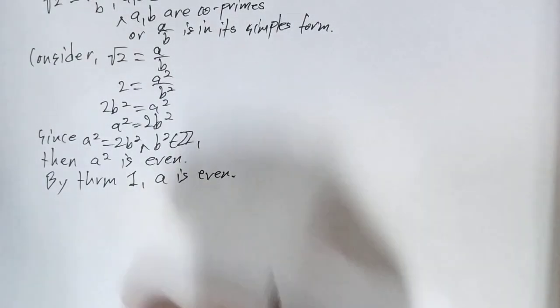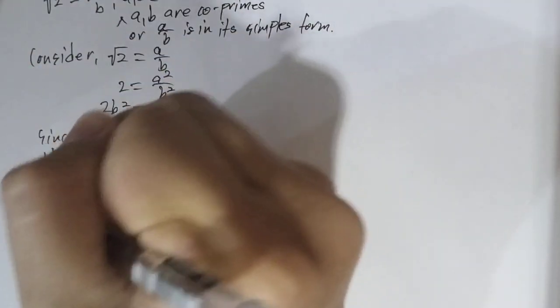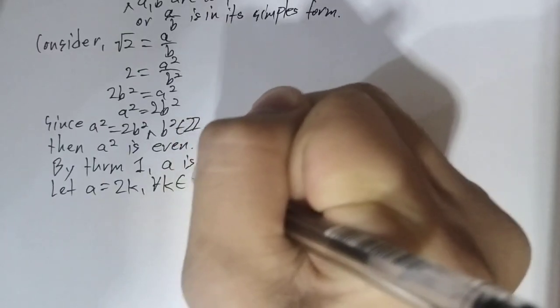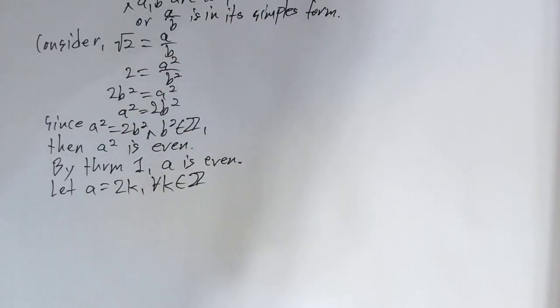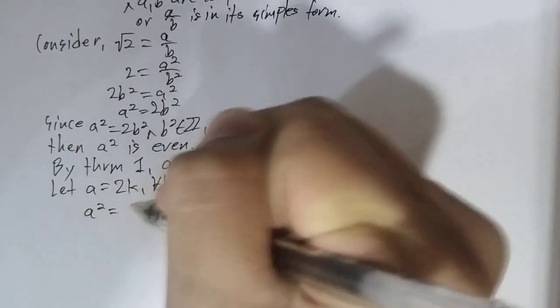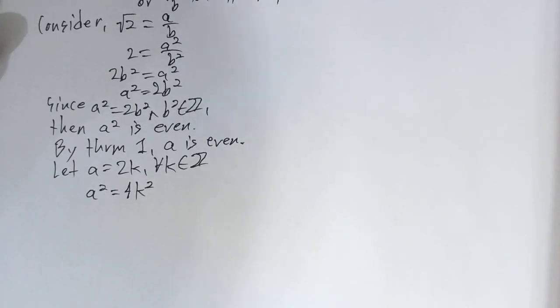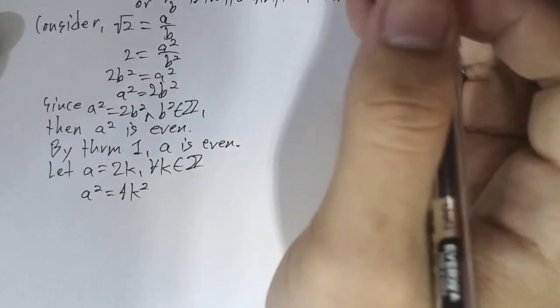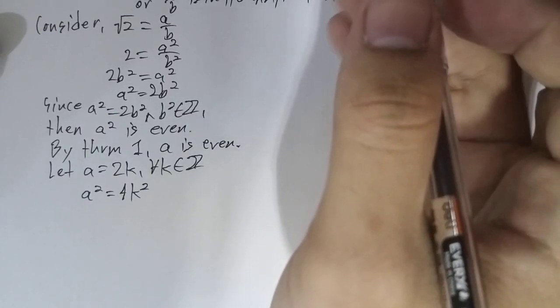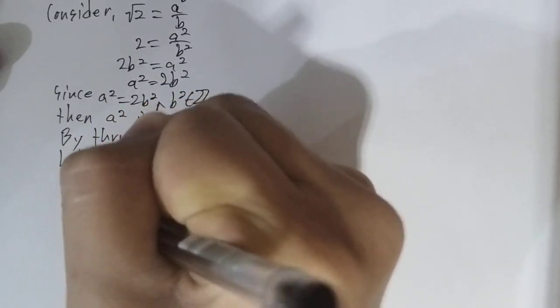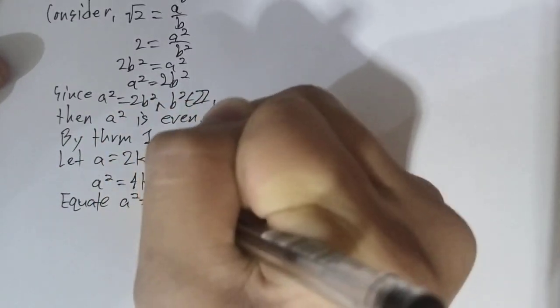Now, since a is even, we can let a be equal to 2k, for some k an element of the set of integers. If a equals 2k, we can say that a squared equals 4k squared; we just squared both sides. What we will do next is equate a squared equals 4k squared and a squared equals 2b squared.